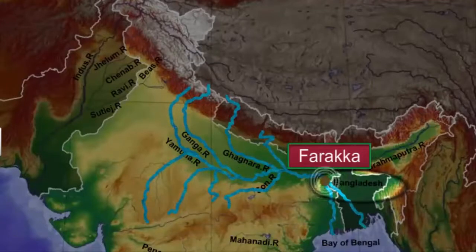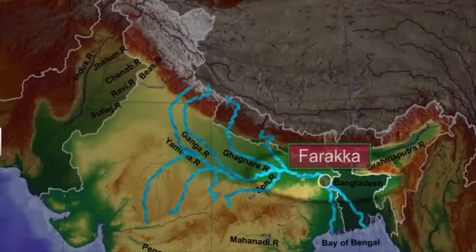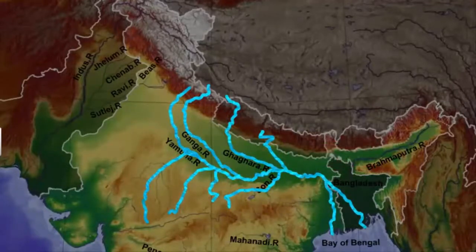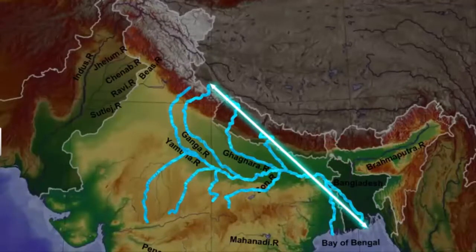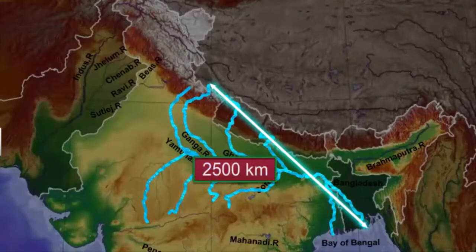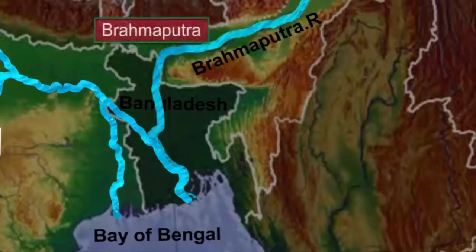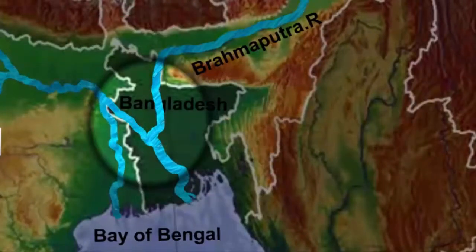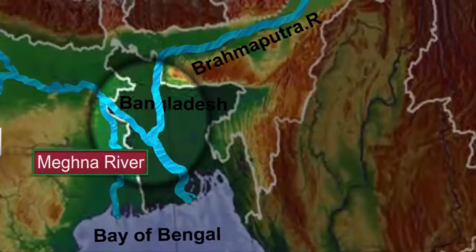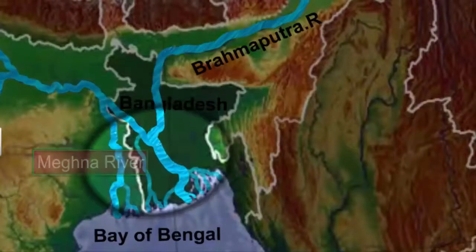By now, the Ganga has travelled a distance of over 2,500 kilometers from its source. In Bangladesh, it is joined by the Brahmaputra. Both these rivers join to form the massive Meghna River. At the mouth of these rivers is the Sundarban Delta, the world's largest delta.